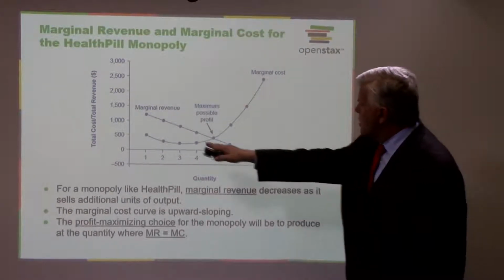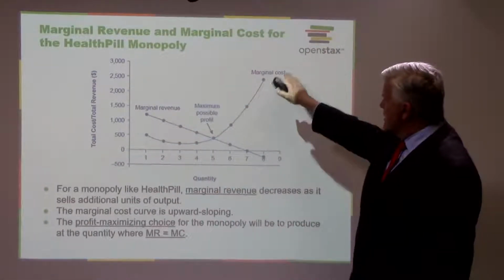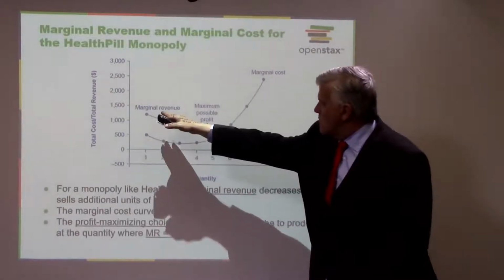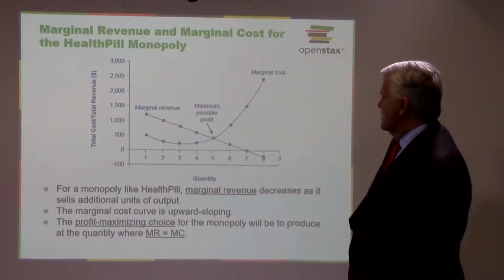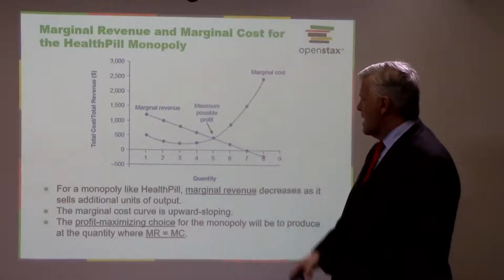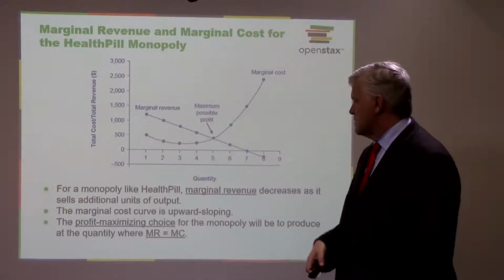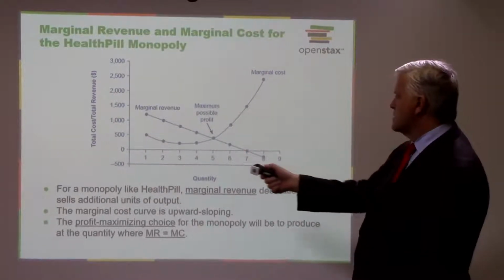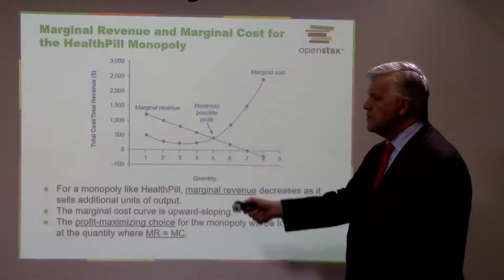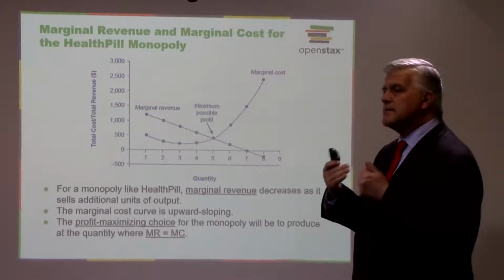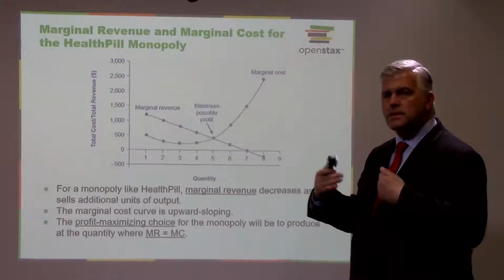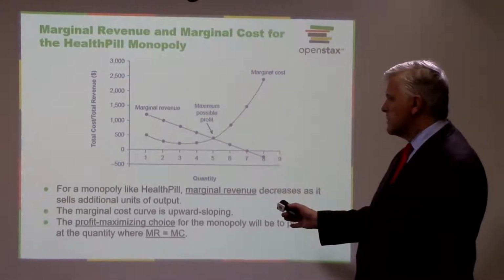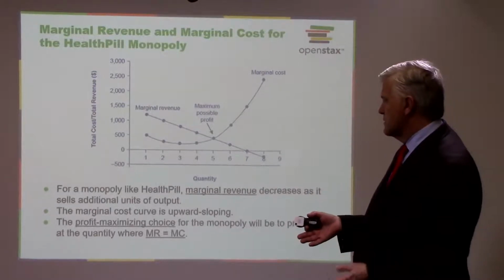So we've got the marginal cost curve, which is upward sloping, kind of looks like the Nike symbol there. We've got the marginal revenue schedule, which has already been calculated for us, and that's downward sloping. So for a monopolist, like this particular one, health pill, marginal revenue decreases as it sells additional units of the output. How come? Because it must make price concessions to sell more output. The marginal cost curve, however, is upward sloping because of diminishing returns.